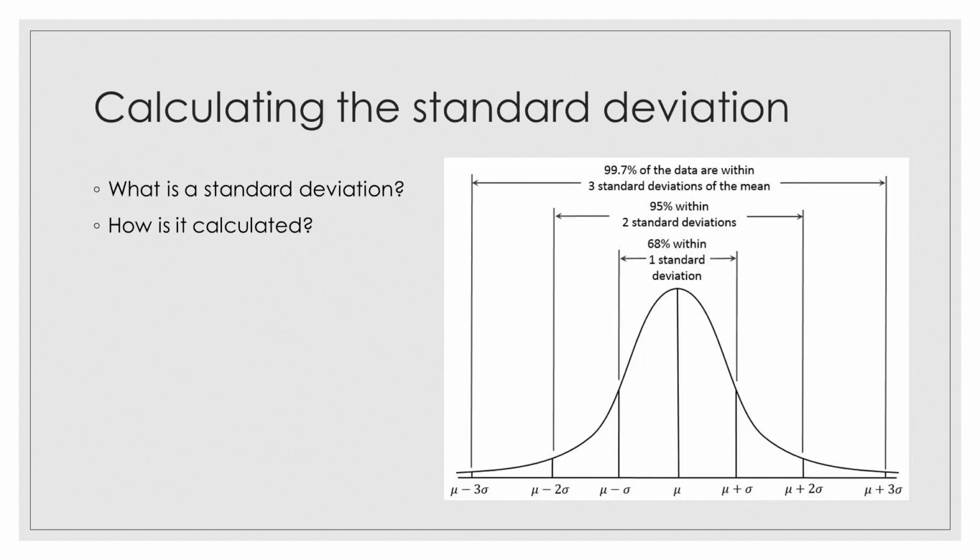Now let's talk about standard deviations. A standard deviation is a measure of how spread out data are. For example, between one standard deviation above and below the mean, roughly 68% of the data will lie.